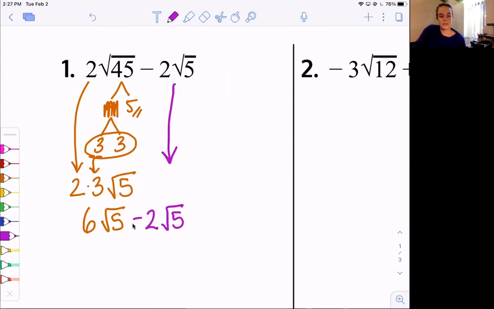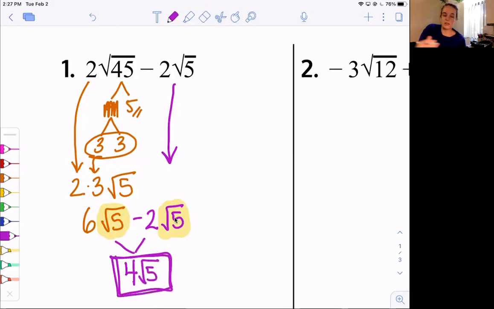And I have 6 root 5 minus 2 root 5. So since they have the same radical, they are like terms. So 6 minus 2 would be 4 square root 5. That's my answer. This is the simplified version of this up here.